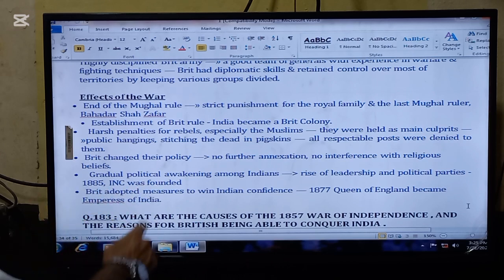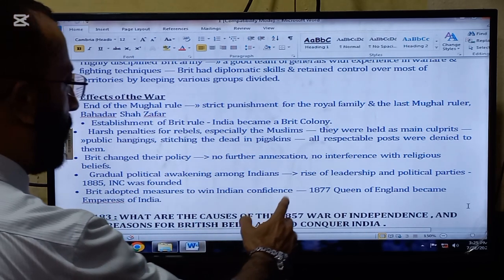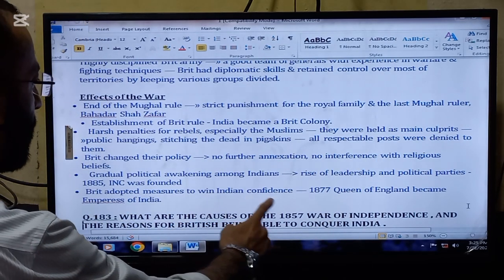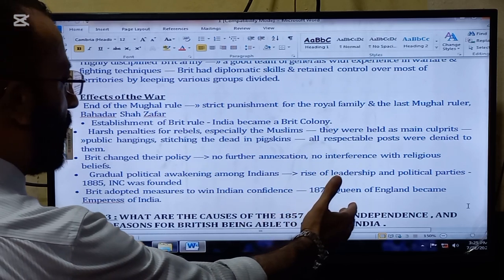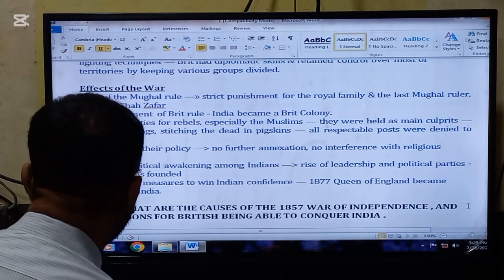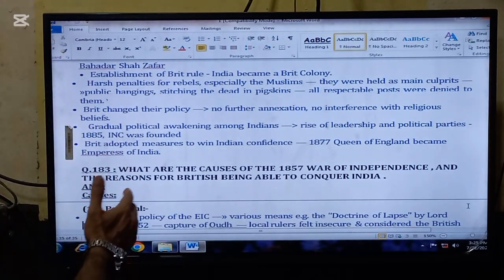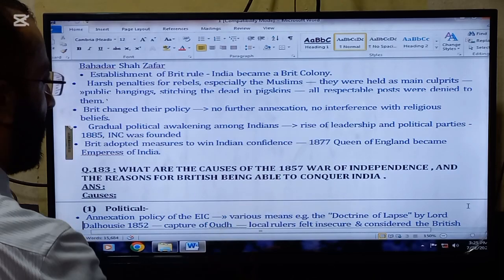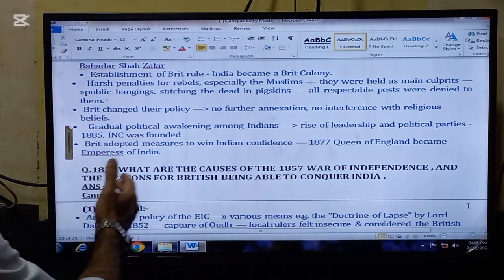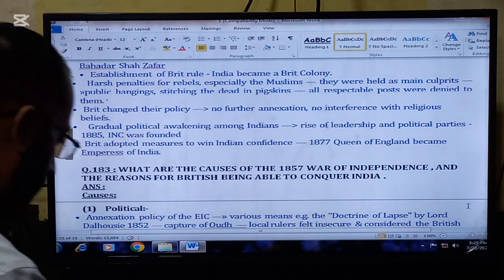The British changed their policy: no further annexation, no interference with religious beliefs. Gradual political awakening among Indians, rise of leadership and political parties. In 1885, the Indian National Congress was founded. The British adopted measures to win Indian confidence. That is, in 1877, the Queen of England became Empress of India.